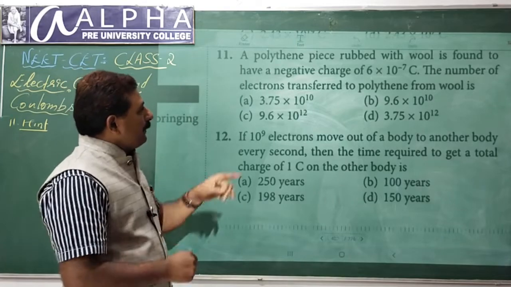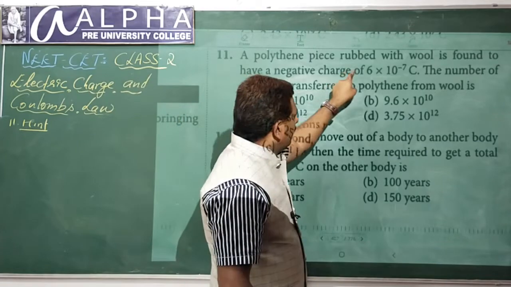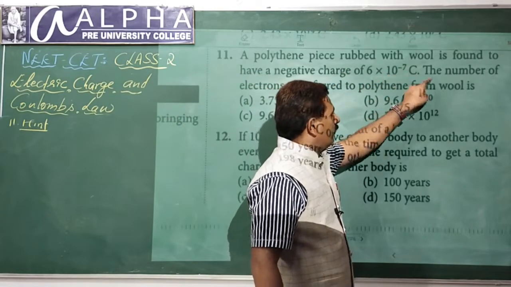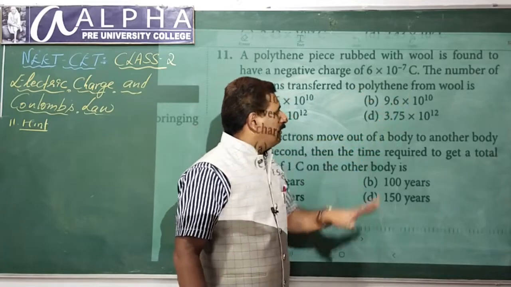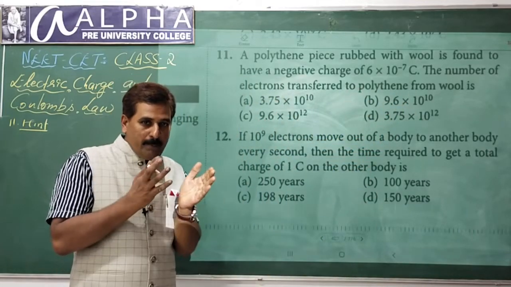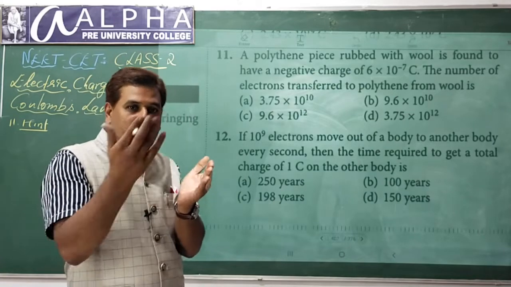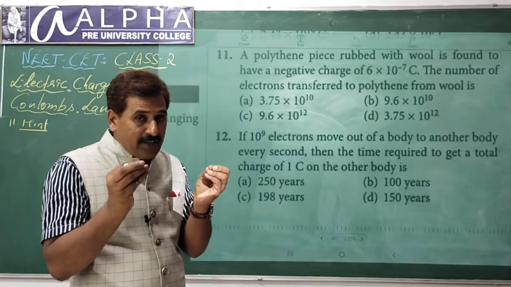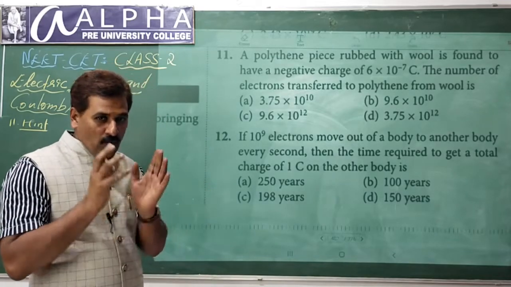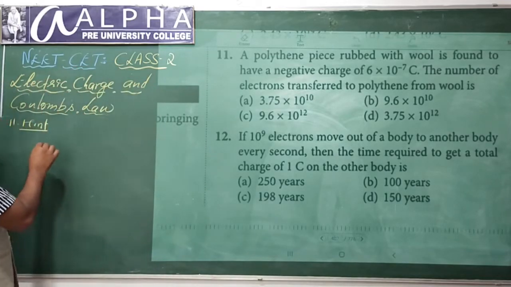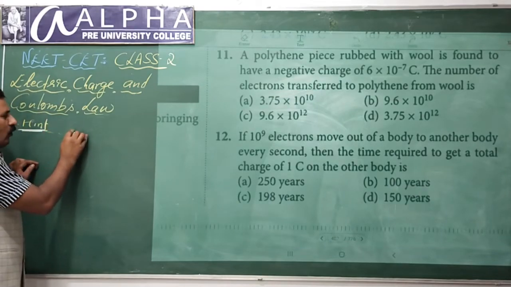A polythene piece rubbed with wool is found to have a negative charge of 6 × 10 power minus 7 coulomb. The number of electrons transferred to polythene from wool is? When you rub objects together, electrons get transferred from one body to another. The number of electrons transferred carries some amount of charge. What is the key idea here? The key idea in the 11th problem is the principle of quantization.